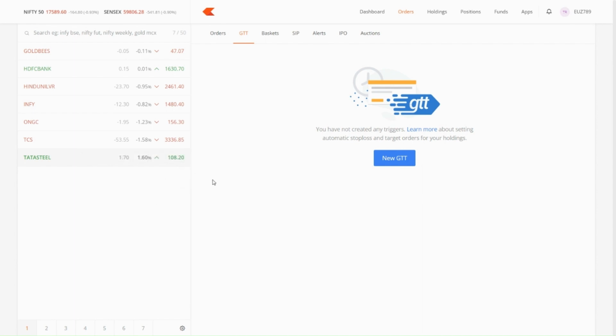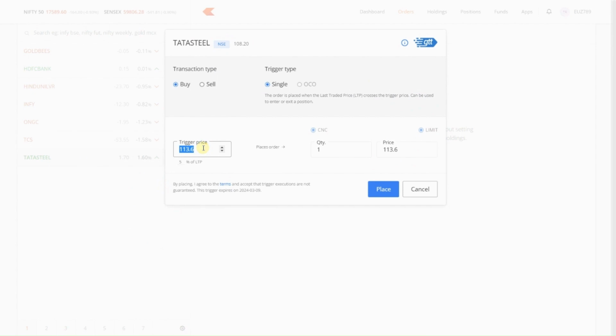Suppose currently Tata Steel is trading at 108.20, and you think that Tata Steel has a good support at 120, so you want to take a position once Tata Steel reaches 120. For that, if you want to buy the Tata Steel stock, you can create a trigger price. You think 120 is a good support, so you can keep the trigger price as 120. The executed limit price will be near to that trigger price. So I'm keeping it as 120.5.